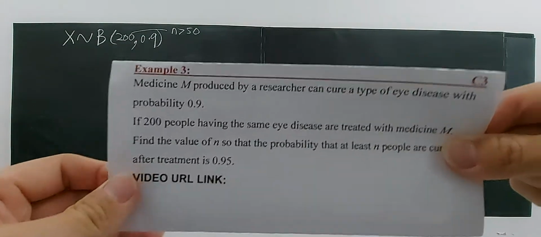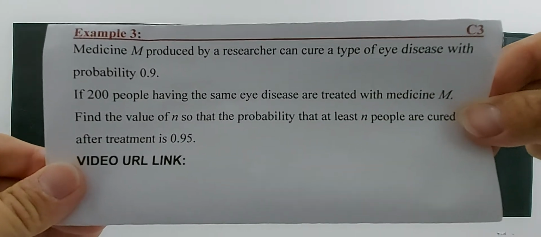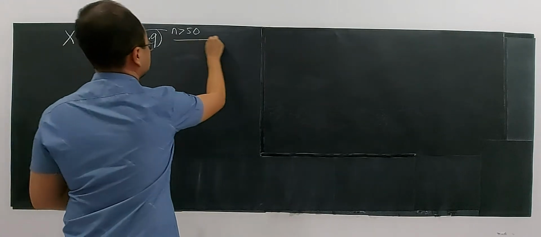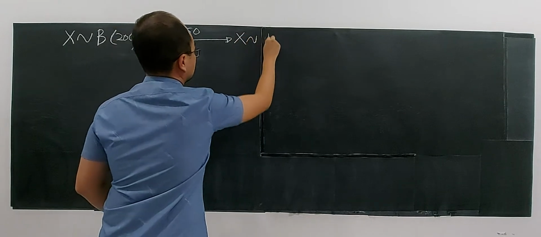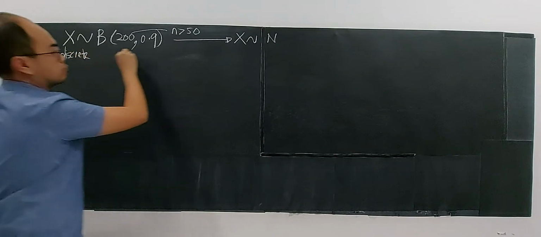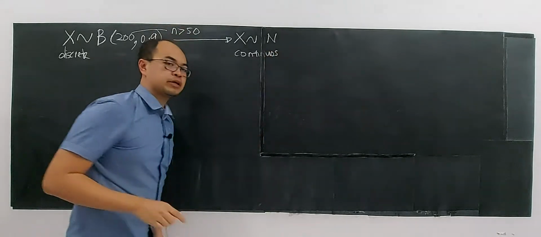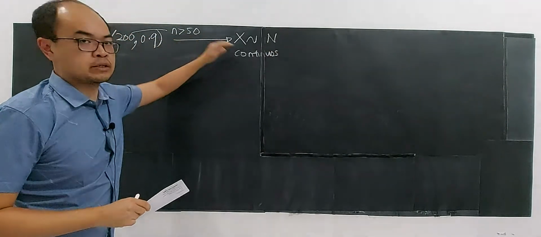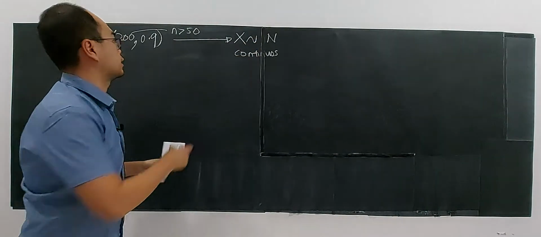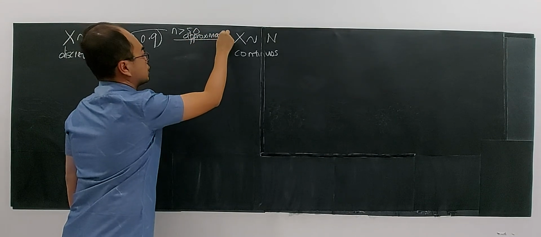So what are we going to do? We are going to use the normal approximation. Normal approximation means we approximate from discrete to a continuous random variable. But actually we cannot do this directly. That's why we say approximation. This is an approximation, we never say exact. There must be a condition.